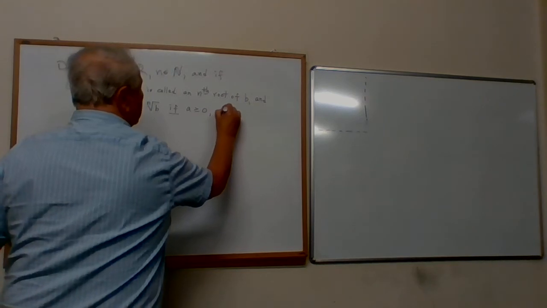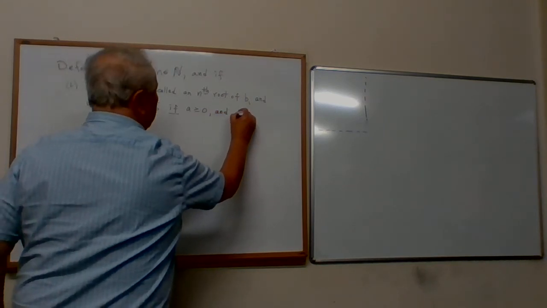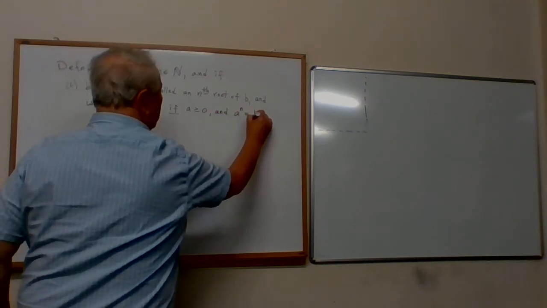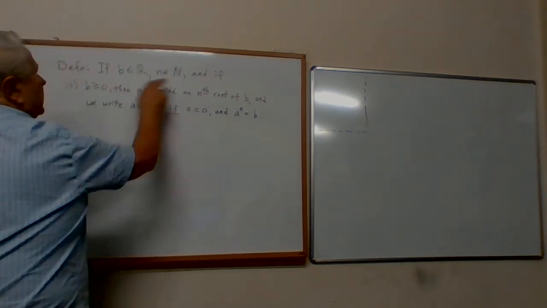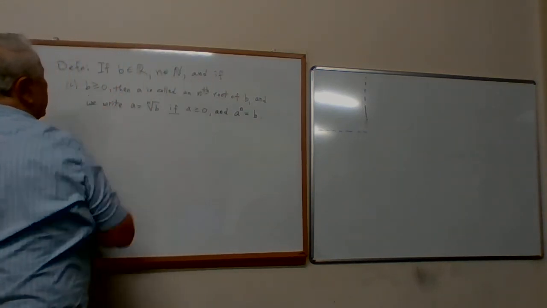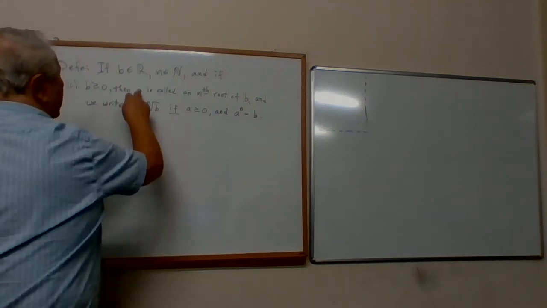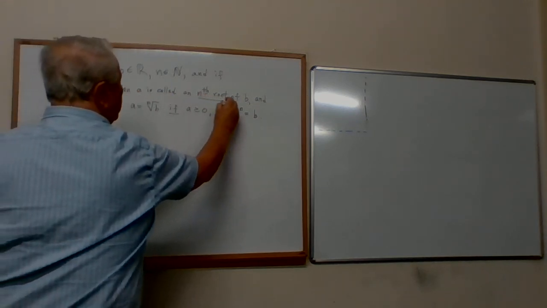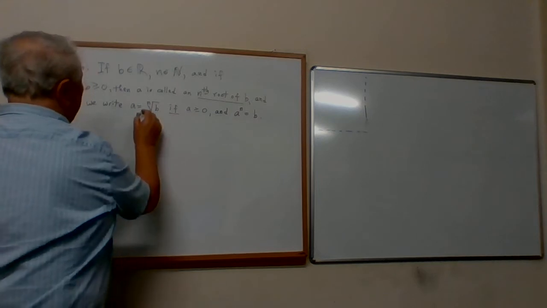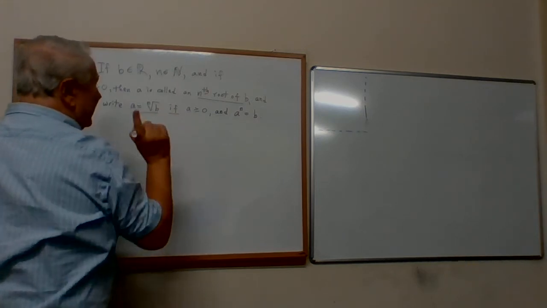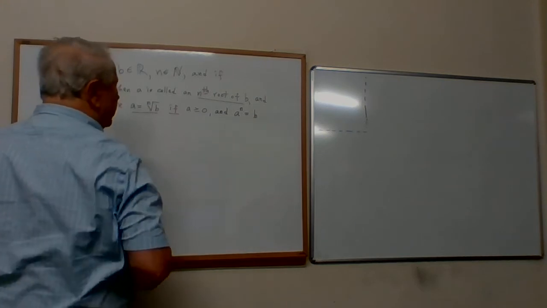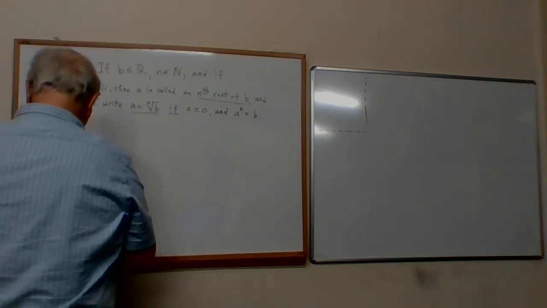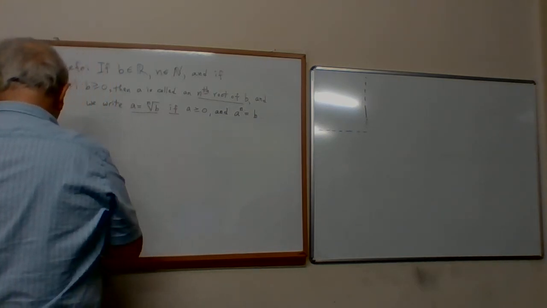And of course, a to the n equals b. So if b is greater than or equal to 0, then a is called an nth root of b, and we write a equals the nth root of b if a is greater than or equal to 0 and a to the n equals b. Those are the two requirements. Okay?